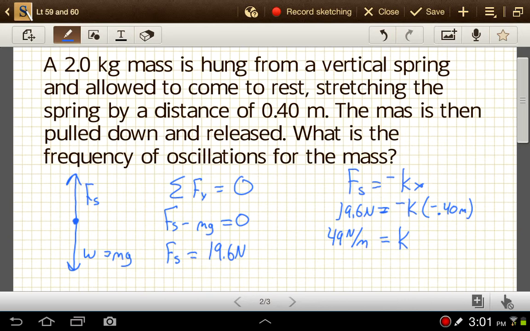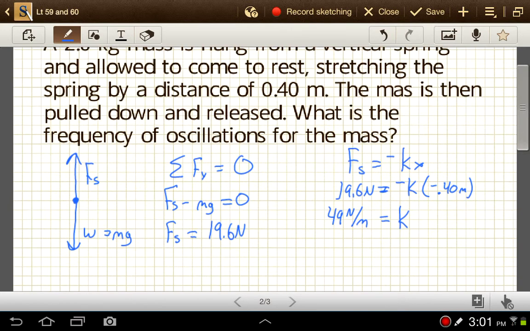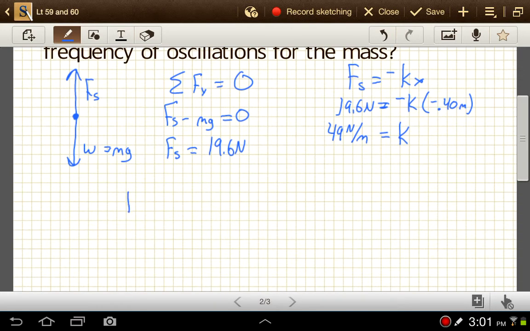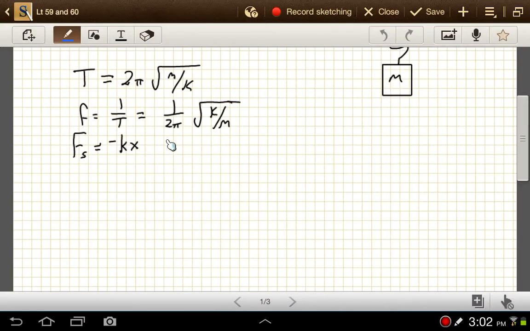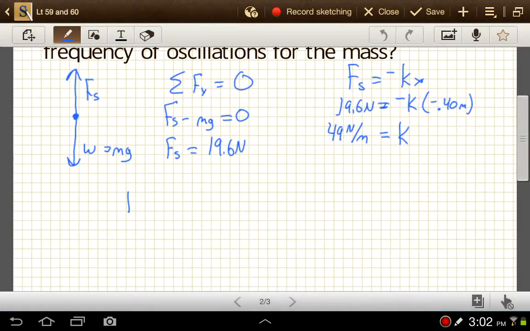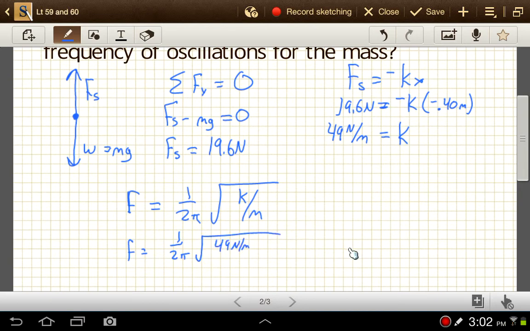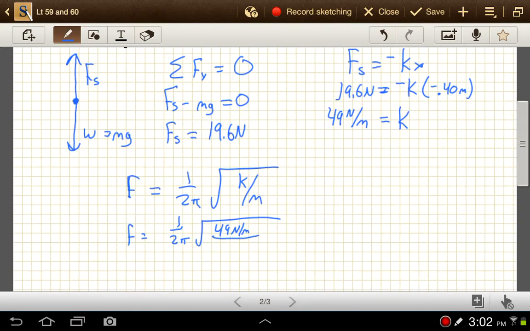Alright, the mass is then pulled down and released. What's the frequency of oscillations for the mass? So let's first get the period, or I guess we've got frequency listed down already, so 1 over 2 pi times square root of k over m. So frequency will be 1 over 2 pi times the square root of 49 newtons per meter, divided by the mass was 2.0 kilograms.